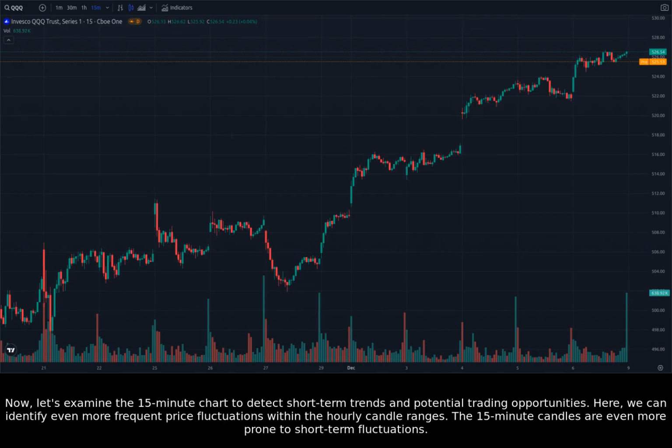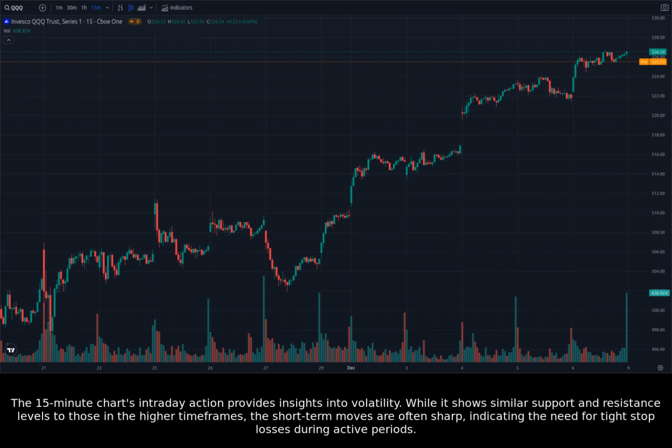Now, let's examine the 15-minute chart to detect short-term trends and potential trading opportunities. Here, we can identify even more frequent price fluctuations within the hourly candle ranges. The 15-minute candles are even more prone to short-term fluctuations. The 15-minute chart's intraday action provides insights into volatility. While it shows similar support and resistance levels to those in the higher time frames, the short-term moves are often sharp, indicating the need for tight stop losses during active periods.